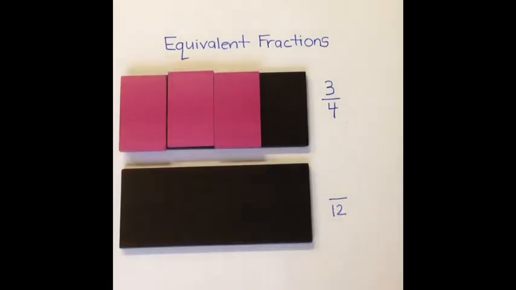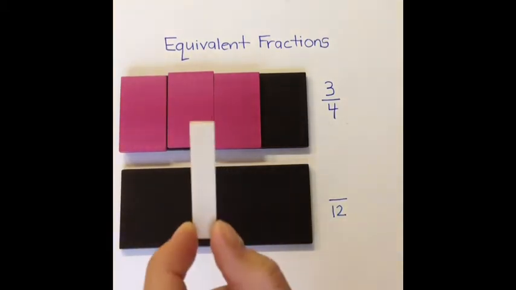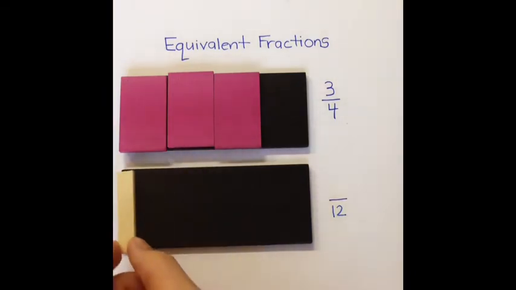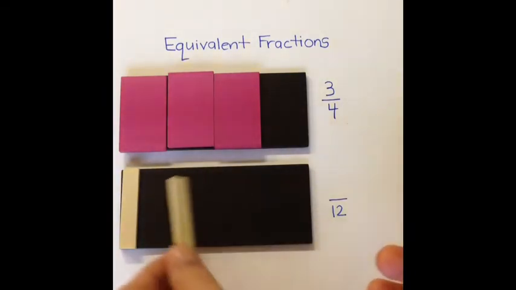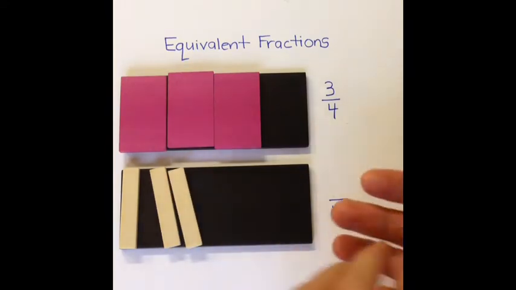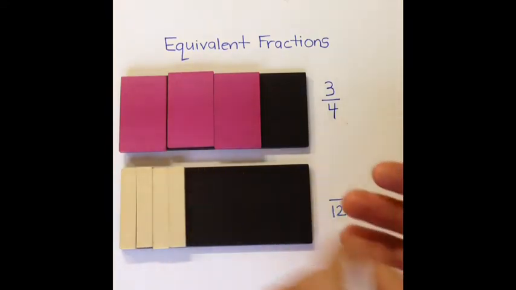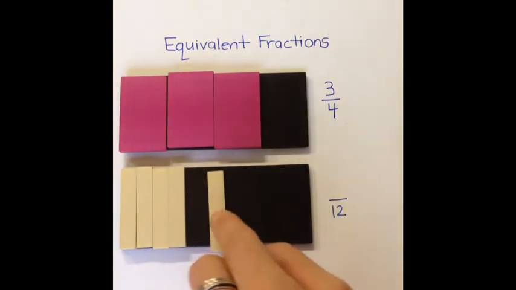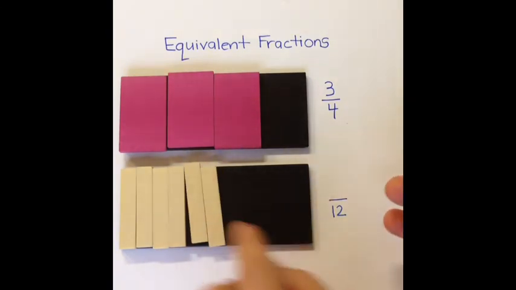I now want to use my fraction factory blocks to figure out how many 12ths it would take to make the same equivalent fraction as 3/4. So these white pieces are the 12ths. I'll keep adding on 12ths until I take up the same amount of space as 3/4.